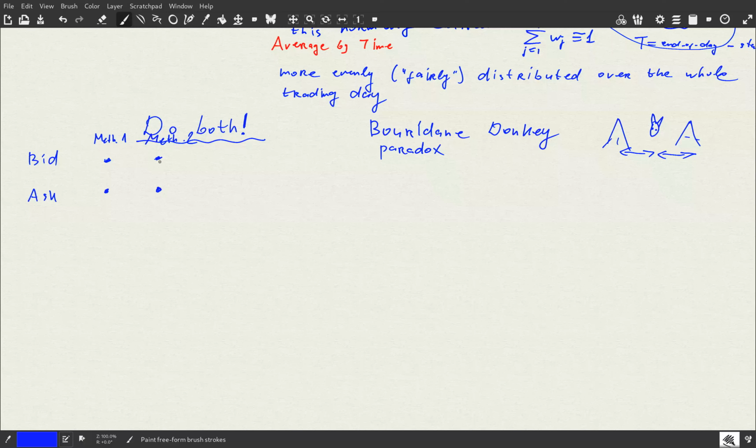Initially, it might be a good idea to compare separately for bids and asks. Let us compare it that way: what method one would do and method two would do. You probably remember, or maybe not, if not, we'll reconstruct this now.